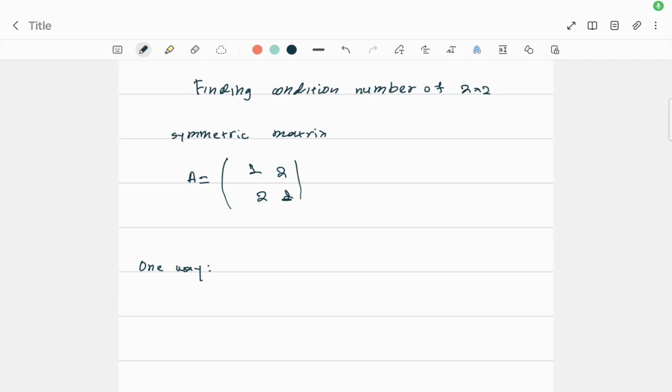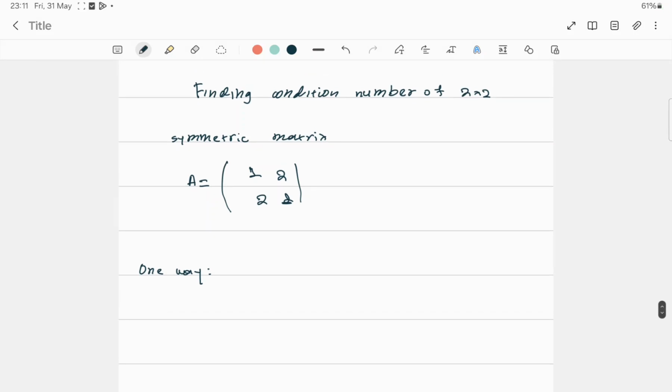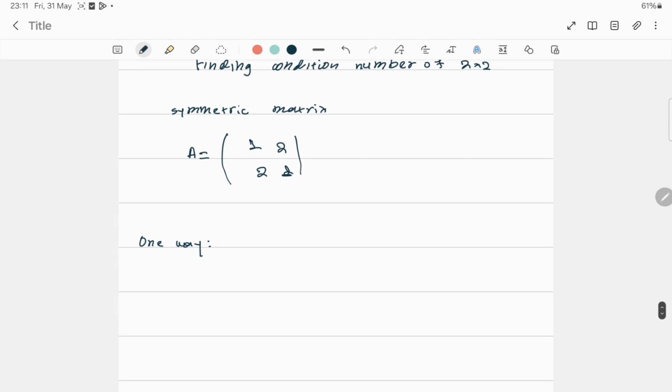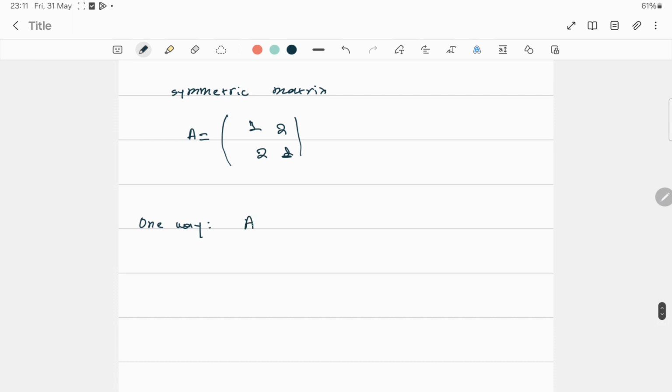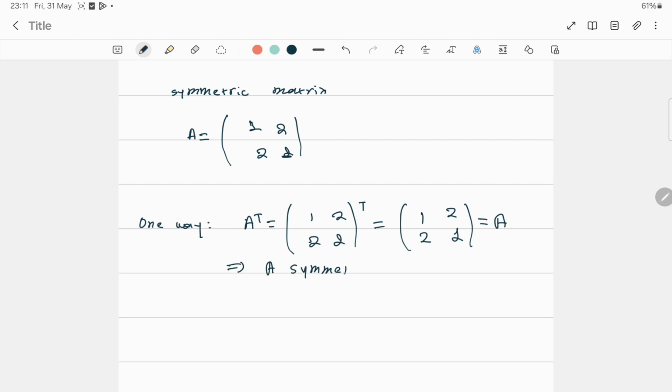In this video, we pay attention on how to find the condition number of a 2x2 symmetric matrix. We have this matrix A, and we want to find what is the condition number of this matrix. So first, we observe that this matrix, we take the transpose. So the rows become columns. And we get that A transpose is equal to A, so A is a symmetric matrix.